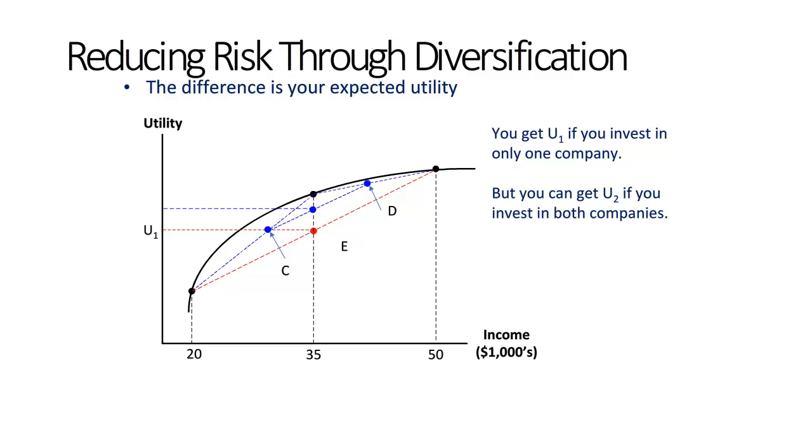Now we take the average of points C and D and derive point E, which represents an expected utility of U2, which is higher than U1, thus proving this individual has gained utility from diversification. And this individual has reduced risk through diversification.